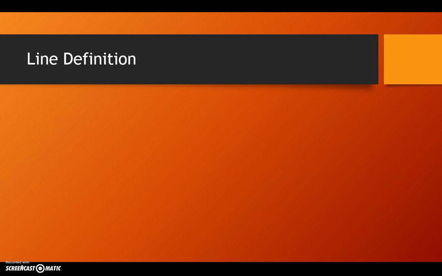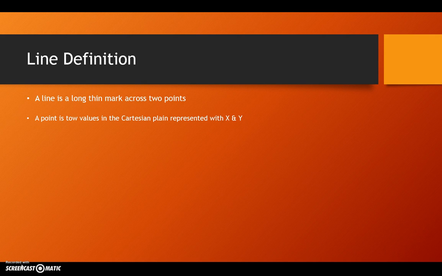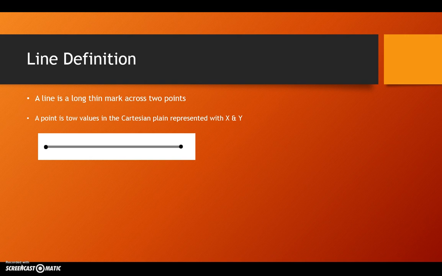What is a line? A line is a thing marked across 2 points. And a point consists of two values in the Cartesian plane, represented by x and y. Here's an example of a line and its 2 points.